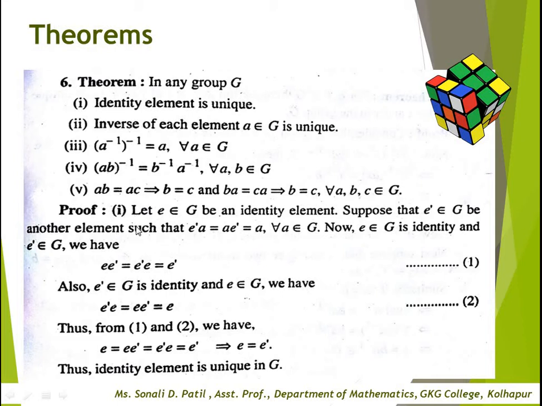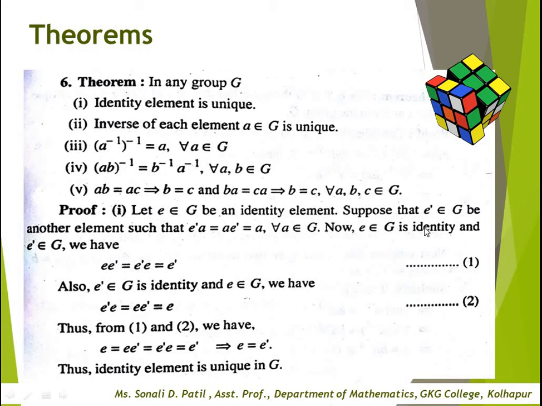So let's start with the proof. Firstly, we can write the given things. So firstly, we can prove the first point: the identity element is unique. So let e belongs to G be an identity element. Suppose that e dash belongs to G be another element such that e dash a is equal to a e dash is equal to a for all a belongs to G.